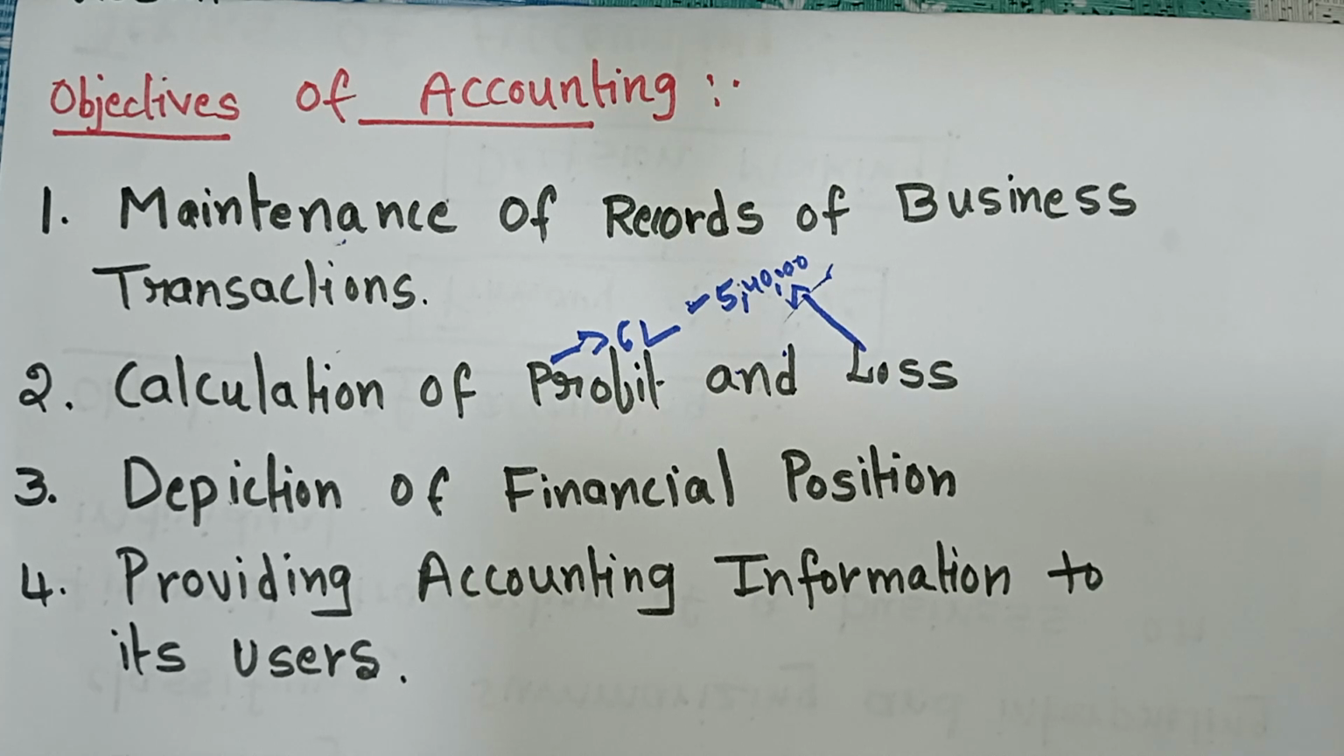So the third point is depiction of financial position. Here it explains that we need to prepare the balance sheet. It gives the details about the assets and liabilities of an organization.